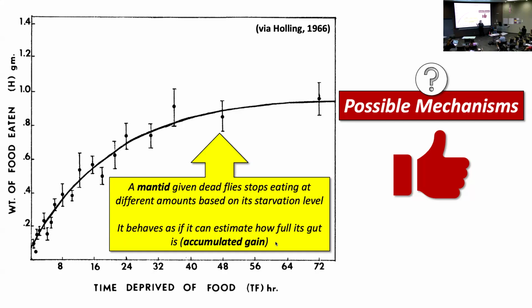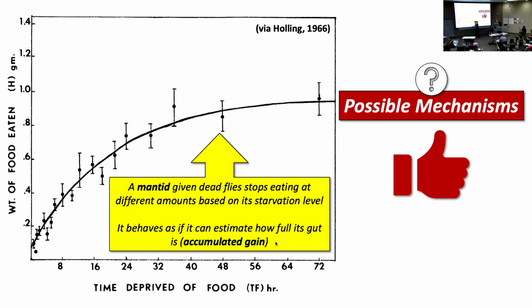And so Holling gave a mantid a bunch of flies, horse flies, I think, and his first question was, does a mantid have the ability to detect how full its stomach is? The thought was that your stomach clears at a particular rate, and maybe that provides a mechanism to figure out how full it is.